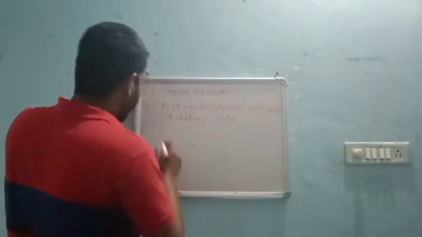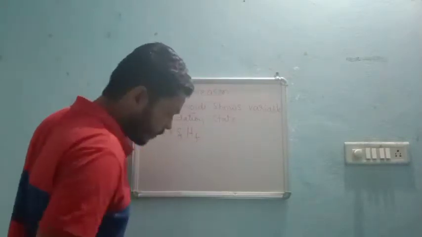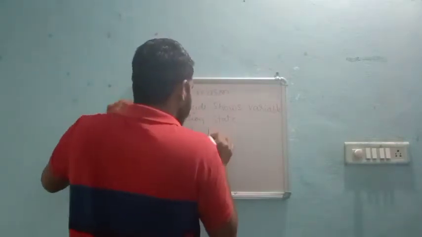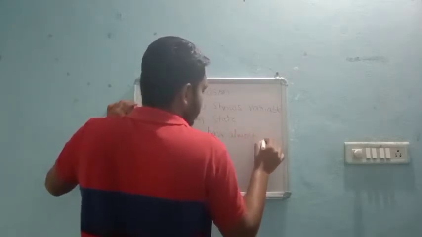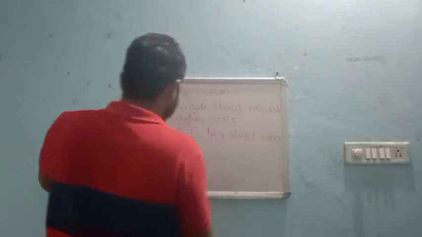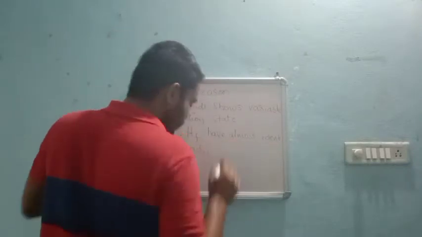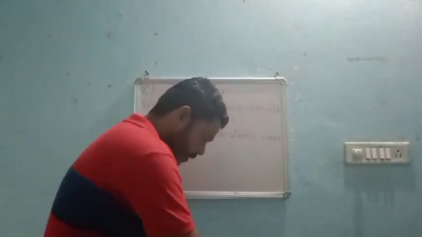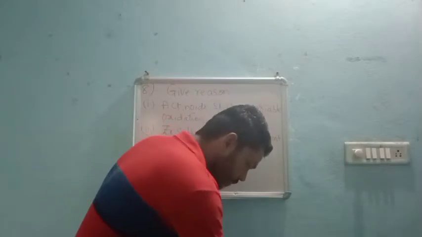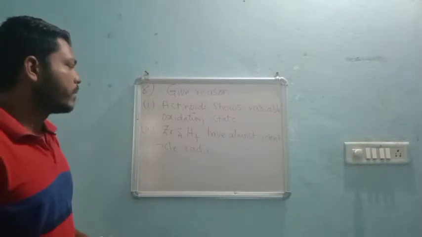Number two will be zirconium and hafnium (Hf) have almost identical radii, or else we can say size, right? So these are the two reason based questions. First question is actinides show variable oxidation state.